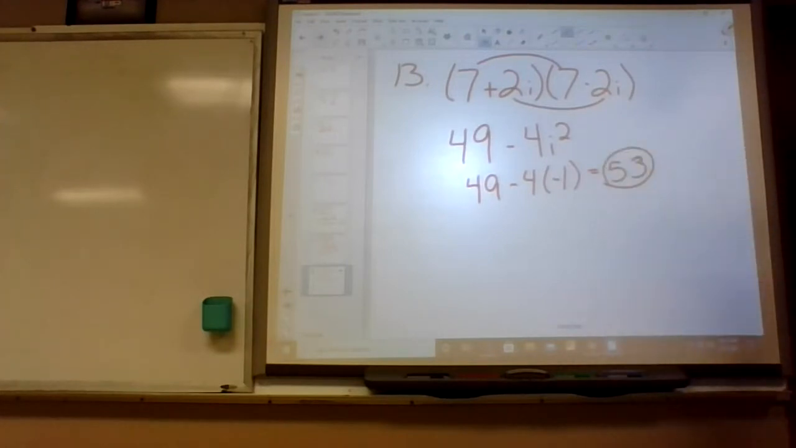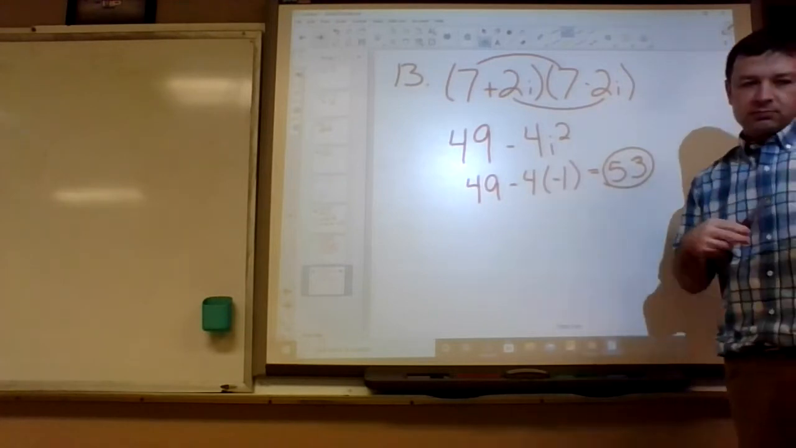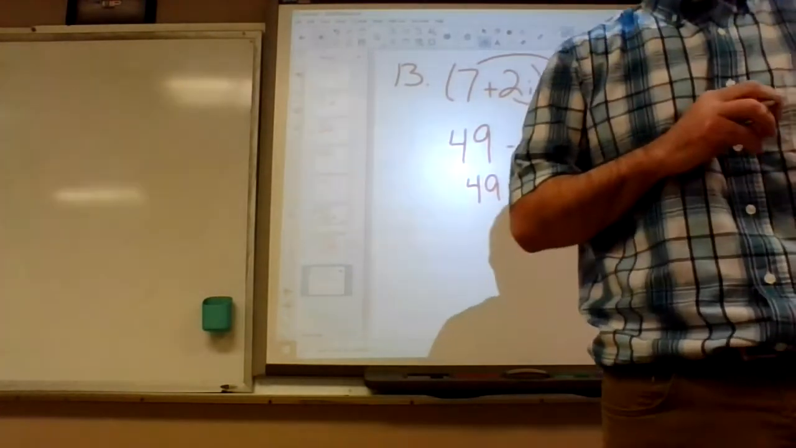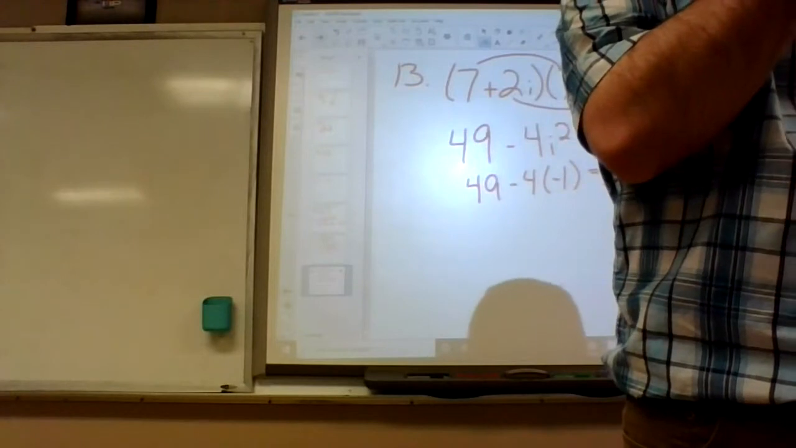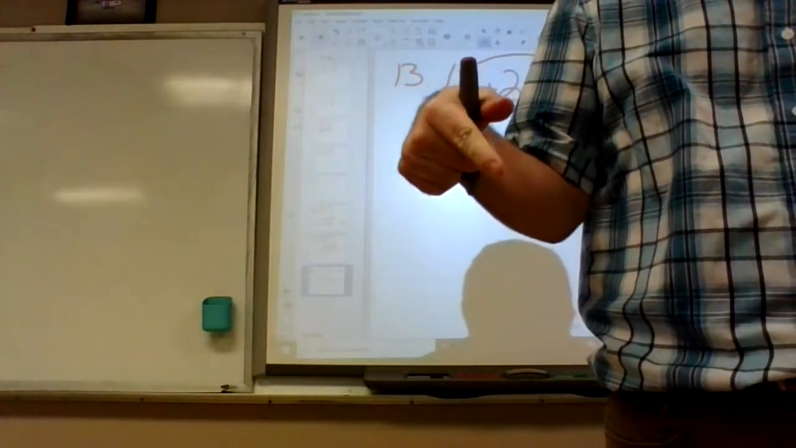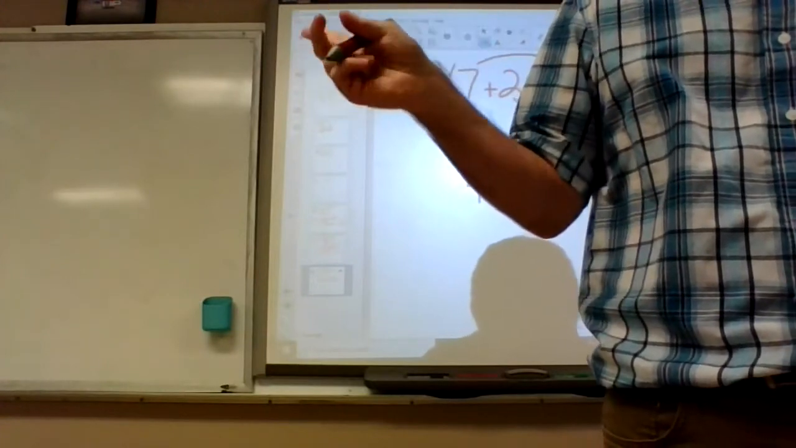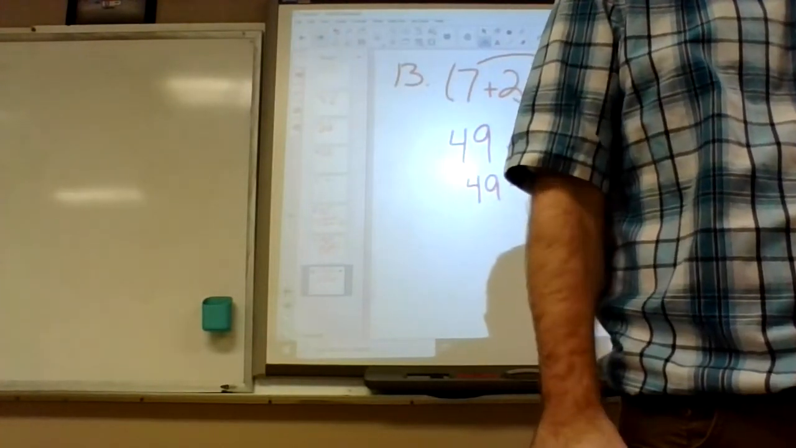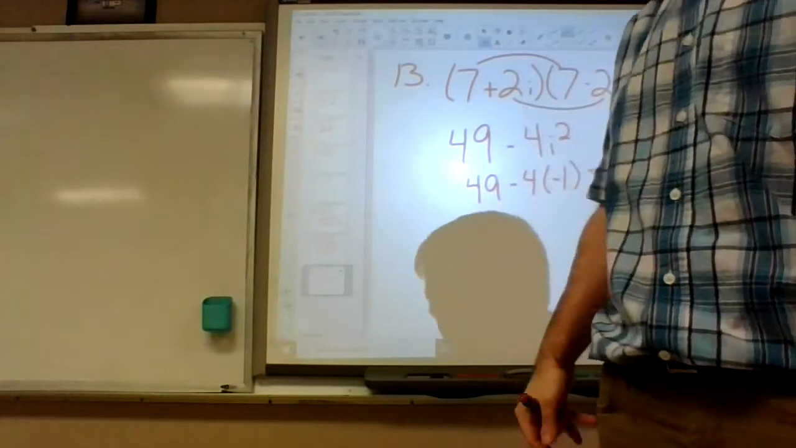Is it like that on number 12? The i's? Yes, they're conjugates, so it'll be minus i squared, so it'll be minus minus 1 at the end. All right, that was 13.